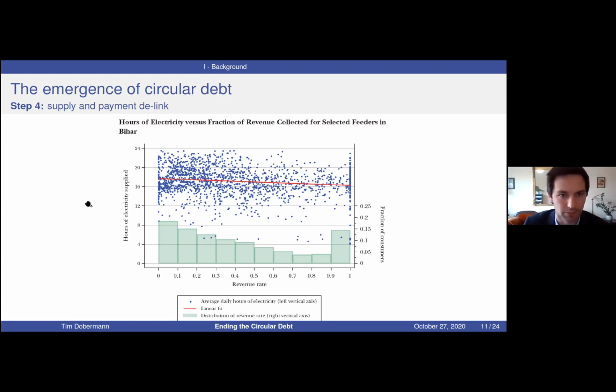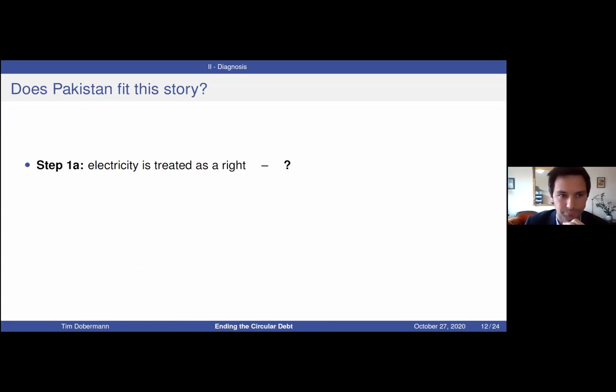Pakistan's case is actually different, and we'll talk about that. I want to now take it a bit more to Pakistan. This is the background and how one might think about the challenges in the sector. The first question which I've thrown out, which I don't have an answer to, and it's an interesting one to think about, is whether step one holds. Is electricity treated as a right in Pakistan by the average person? And how does that feed into their decisions about repayment?